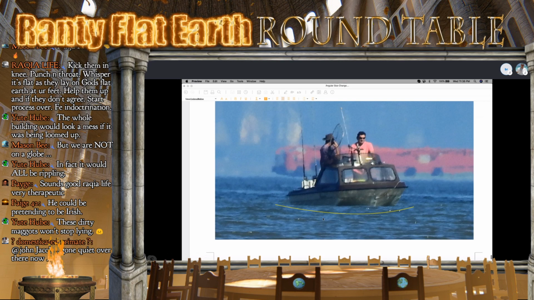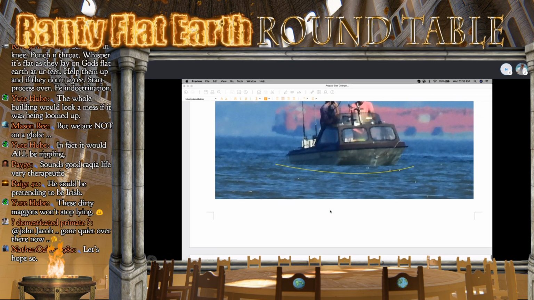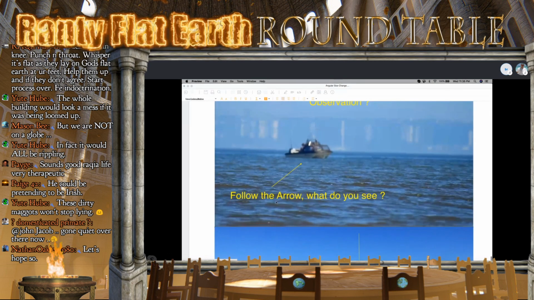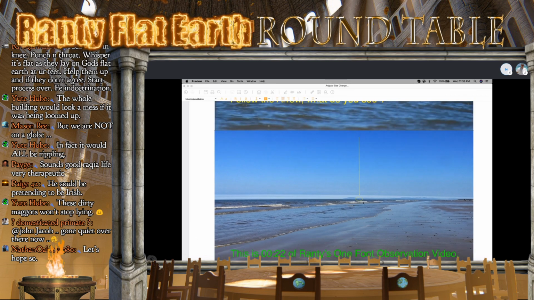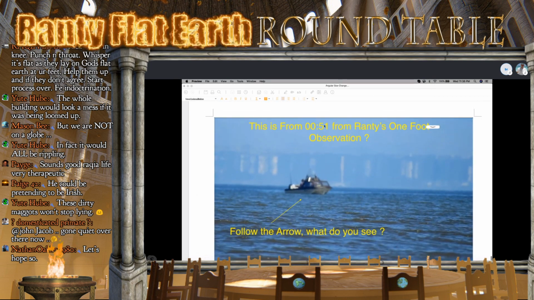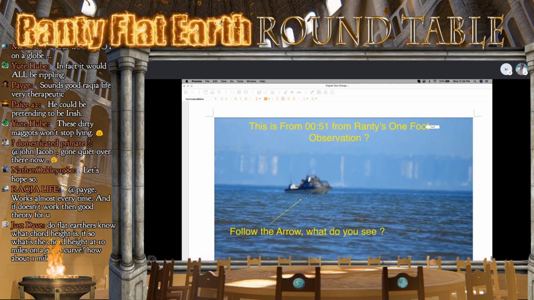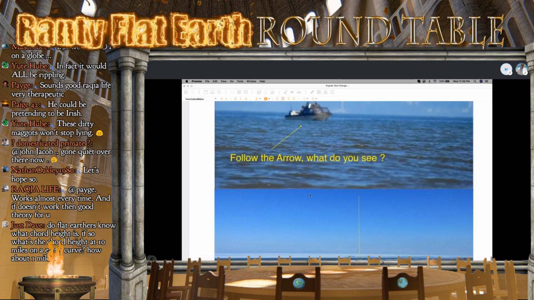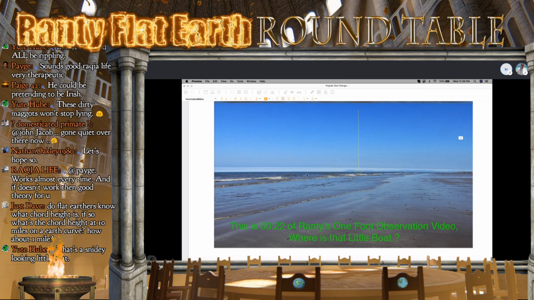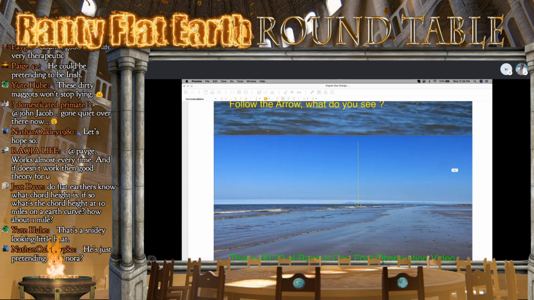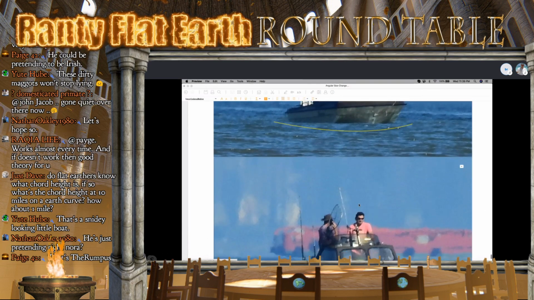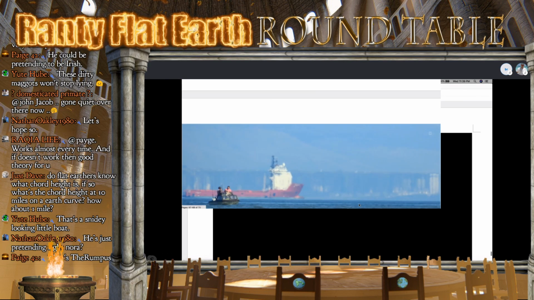Here it is again, the bottom of their boat. They're about 7 miles away from Ranty. There's the bottom of the boat again. All right, very last photograph. The little dot there is from 0051 on Ranty's 1 foot observation on his video, when he zoomed in. Well, this is when he zooms out, about 30 seconds later or something. That little tiny white dot there is, I'll show you, that part of the ship.